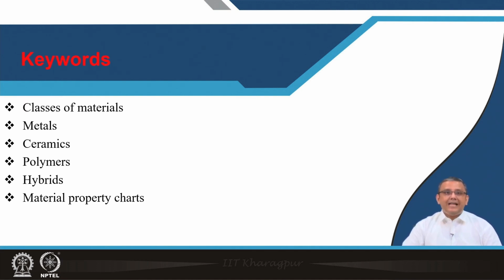The basic keywords that will be covered in this lecture are classes of materials, metals, ceramics and glasses, polymers and elastomers, hybrids and material property charts. Because it is a fundamental course, we will now briefly describe the basic fundamental properties of each of these material classes, and that will help us put the hybrid materials like composites and cellular solids, which are the focus of this course, into perspective.